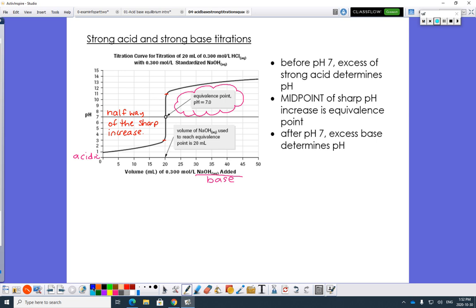So if it's not a strong substance, like say it was a weak acid, then the graph would be shifted toward the basic side, and vice versa. If it was a weak base, then the graph would be the other way and sort of be shifted down at the equivalence point.